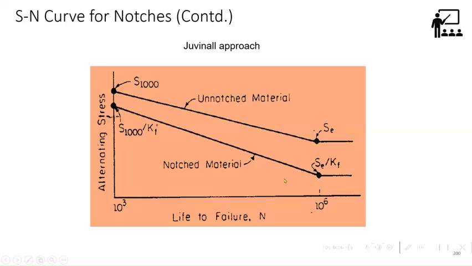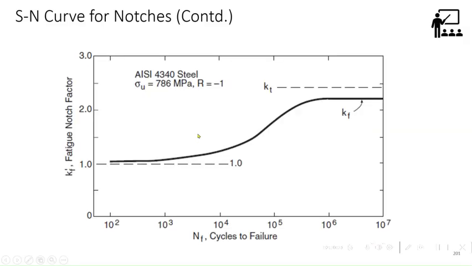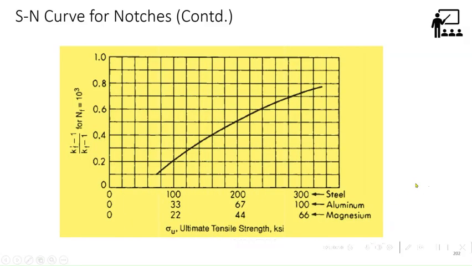Say Kt equal to 3, correspondingly you find out what is the Kf. Down the line we have seen now Kf is equal to 1 plus (Kt minus 1) multiplied by q, right? Then you have to find the q. The problem is your Kf varies with the number of cycles. At low cycles it is coming close to 1, but it can go beyond 1 at high cycles. So this is the curve one has to use.